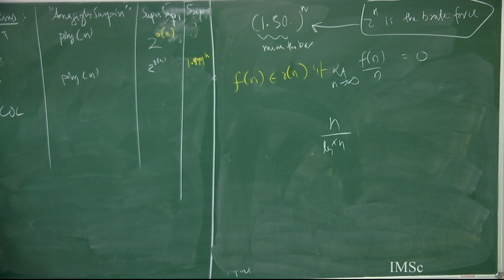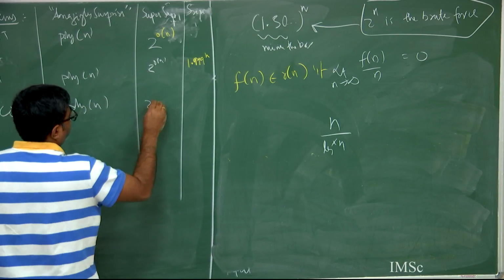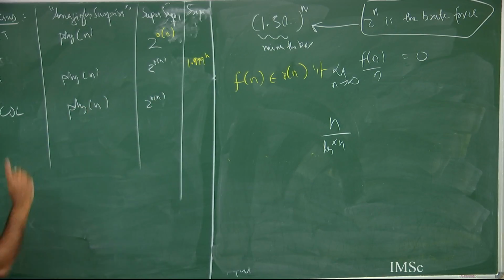I can define 3-coloring, poly n to the power little o of n. There I don't go, because for 3-coloring, do you know an algorithm which is better than 2 power n? Any algorithm which is better than 3 power n for 3-coloring?